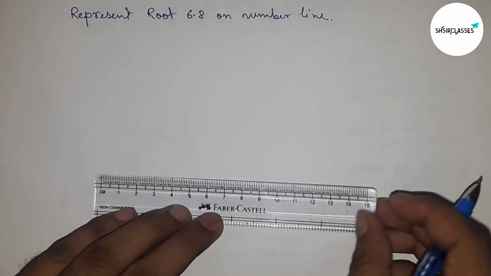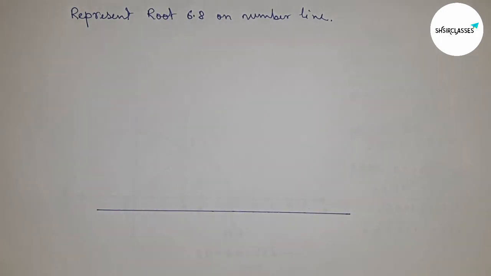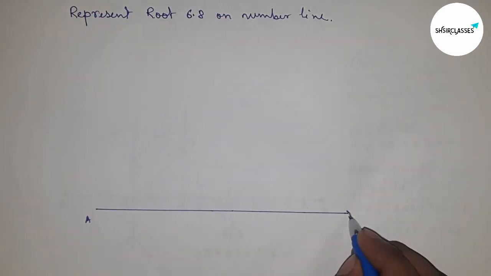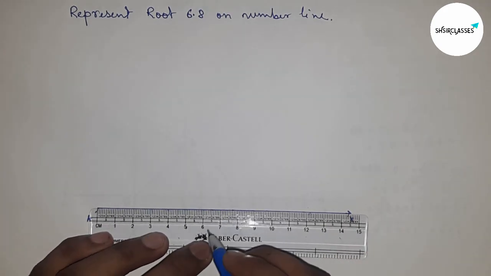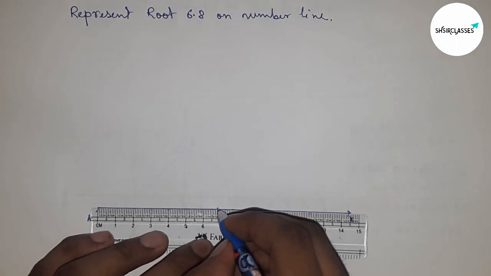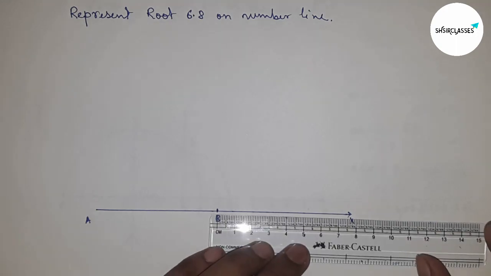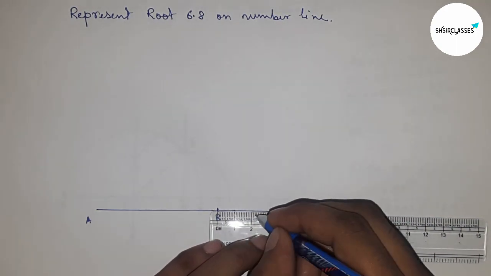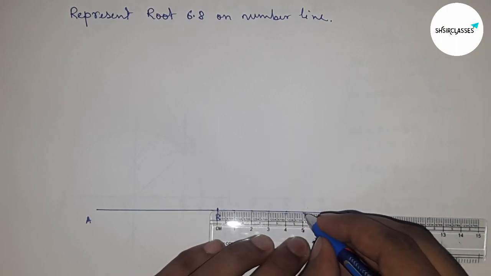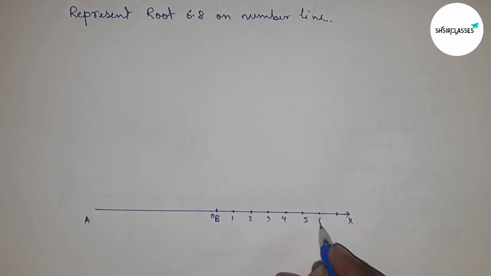Okay, so first of all, drawing a line of any length here, and this is line AX. Next, taking a length 6.8 by scale, so this is 6.8 centimeter, so this is point B. Next, marking the numbers on the line from B to X. Okay, so marking the line here. Next, this is 1, 2, 3, 4, 5, 6, 7. Okay, and this is point C.